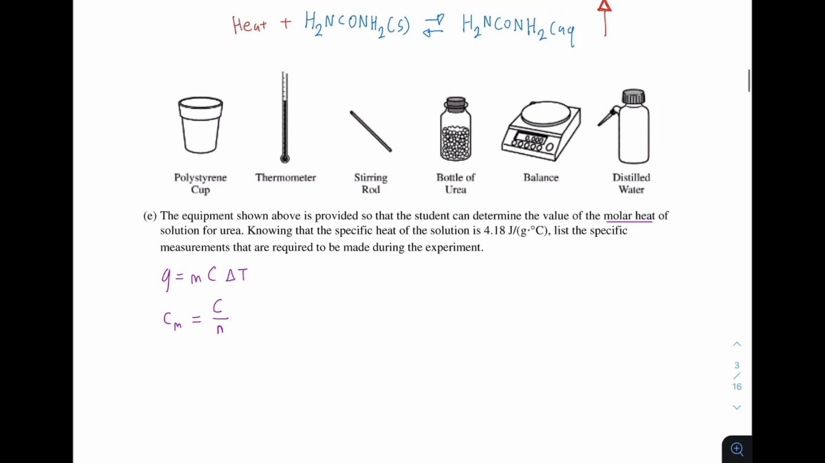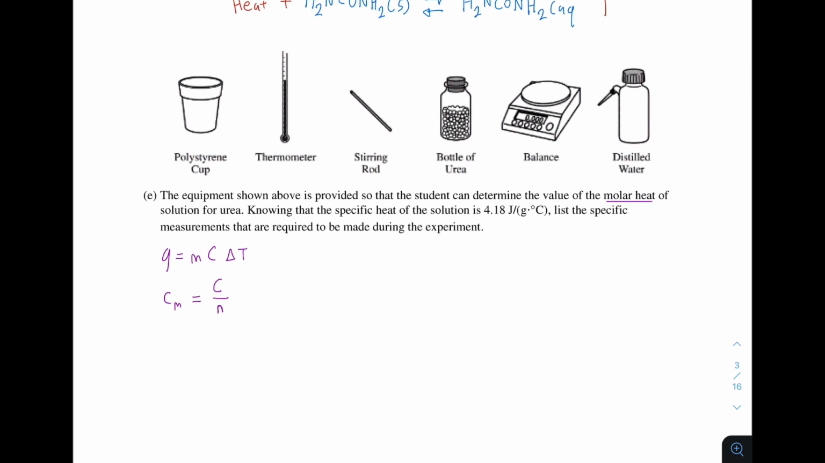For part E, we're shown a bunch of pictures of different lab equipment, and we're told that the equipment shown above is provided so that the students can determine the value of the molar heat of solution for urea. Knowing that the specific heat of the solution is 4.18 joules per gram Celsius, list the specific measurements that are required to be made during the experiment. So to the left, I have the two equations that we're going to need to look at in order to solve this problem.